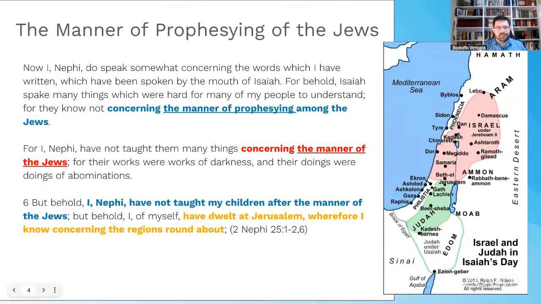Okay, so maybe our first topic will be what Nephi said about the manner of prophesying among the Jews. This is from 2 Nephi 25.